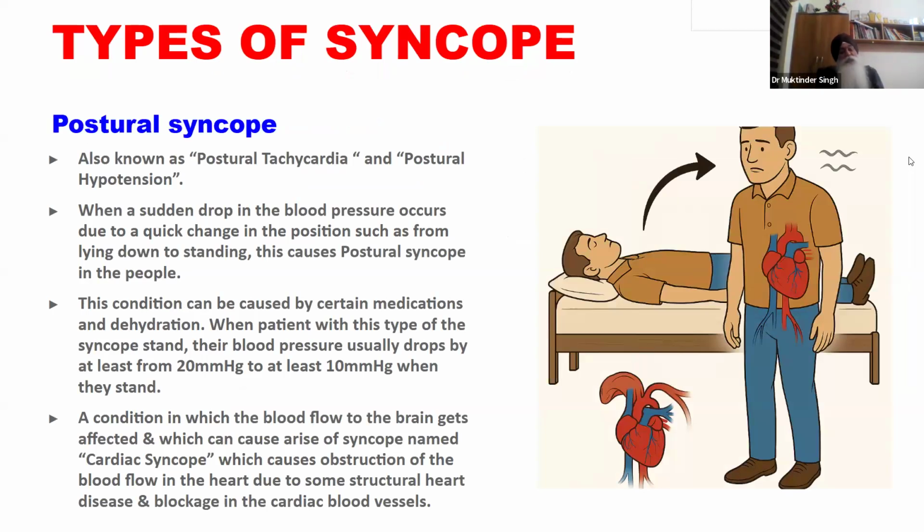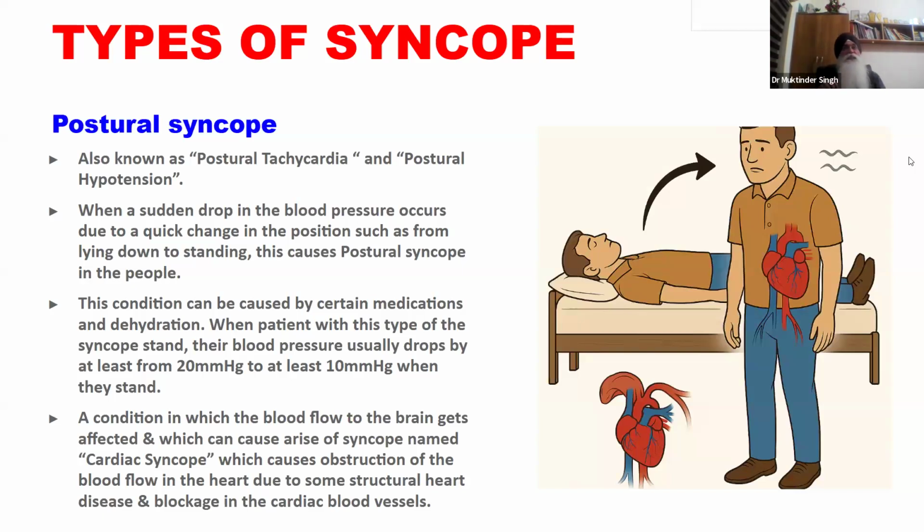Then there is postural syncope, as the name indicates, postural tachycardia and postural hypotension. This is also bad. When someone is lying down and suddenly gets up, there is a sudden drop in blood pressure due to a quick change in position, such as from lying to standing, and this causes postural syncope. This condition can be caused by certain medications and dehydration. When a patient with this type of syncope stands, their blood pressure usually drops by at least 20 mmHg.